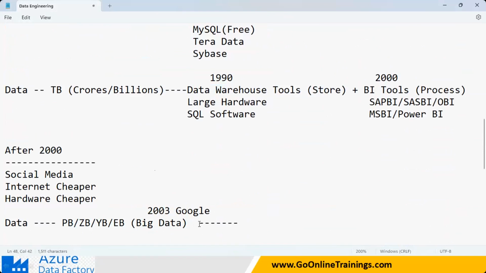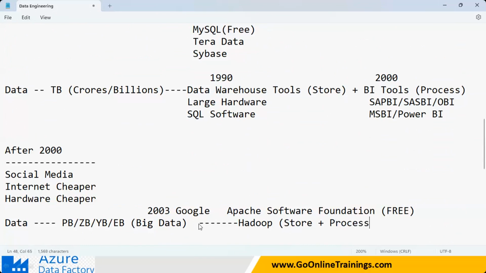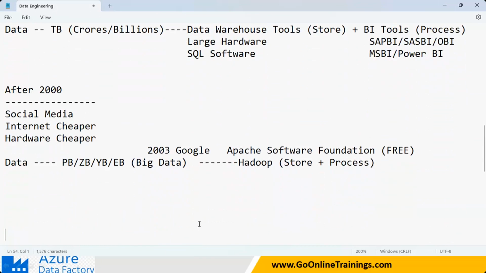Clear? So the big data concept was given by Google, but in the year 2006 there was a foundation called the Apache Software Foundation. This is not a company, it is a foundation. Foundation means these people are going to give you software for free. They have given you a software called Apache Hadoop, or simply Hadoop, which can store big data, a large amount of data, and can also process large amounts of data. Clear?